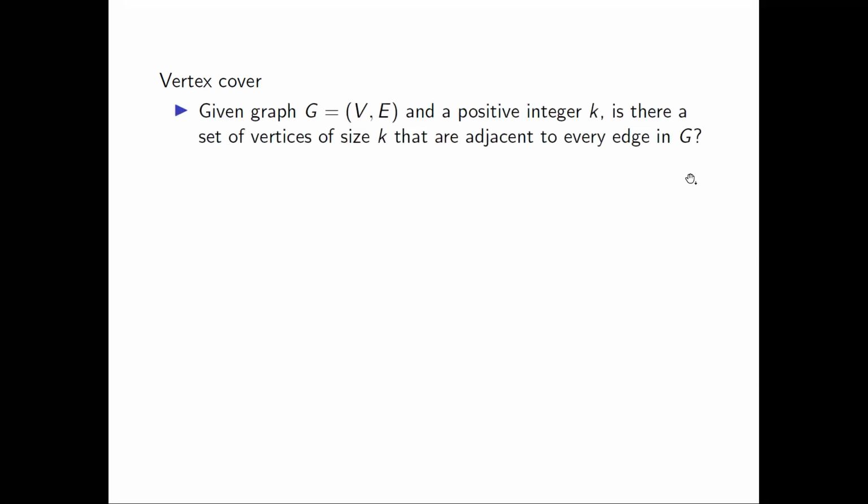And here's another one that we can prove is NP complete. So we saw that independent set is NP complete, clique is NP complete, and now vertex cover here. So vertex cover, given a graph G and a positive integer k, is there a set of vertices of size k that are adjacent to every edge in G?